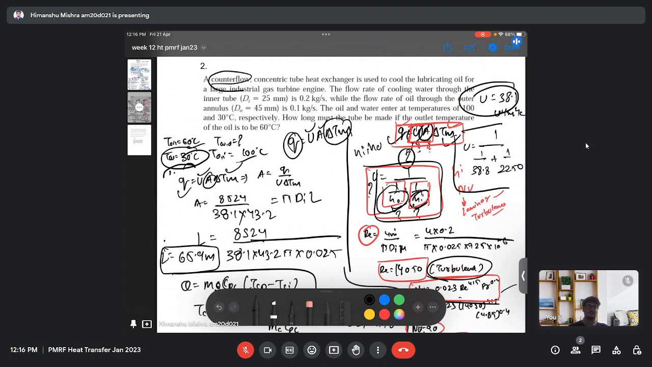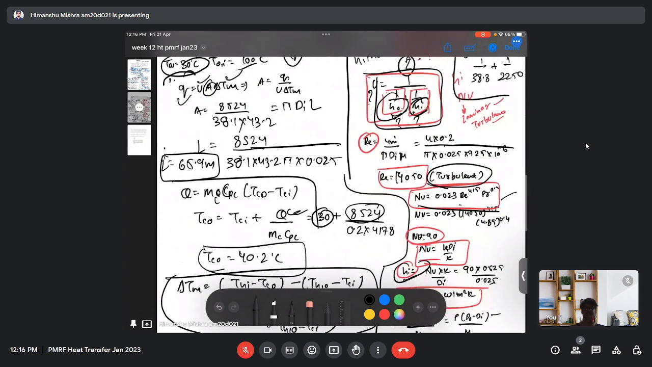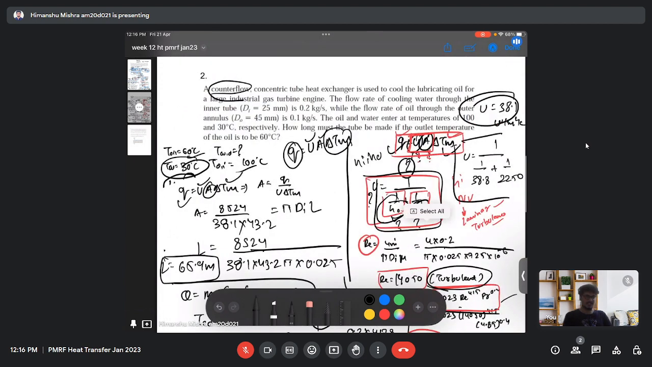So we first calculate the Reynolds number to identify the nature of flow. In the inlet case, it was turbulent. So we calculate the Nusselt number for the turbulent case, and then the heat transfer coefficient at inlet. For the outlet case, the flow was laminar. So we use the Nusselt number for the laminar case to calculate the heat transfer coefficient at outlet. Once we get HI and H naught, we calculate U, then we calculate area and length.